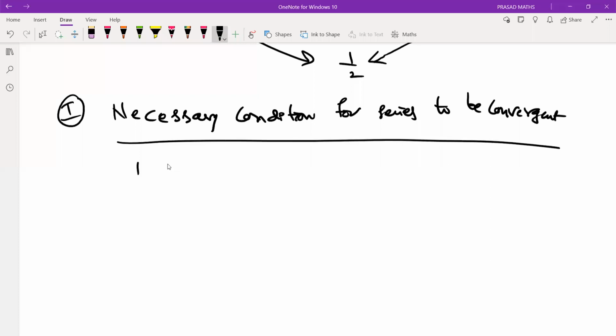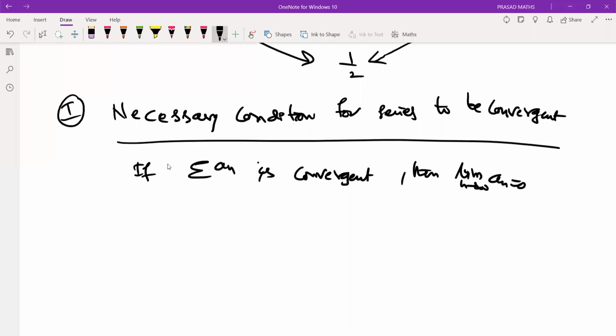So if this series, summation of an from n equals 1 to infinity, is convergent, that will imply that the nth term tends to 0. If it does not tend to 0, we can conclude that the series cannot be convergent. Understand? If the limit of the sequence fails to converge to 0, that series is always divergent. This is a very very powerful technique.